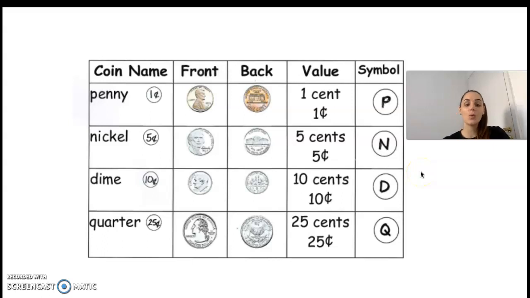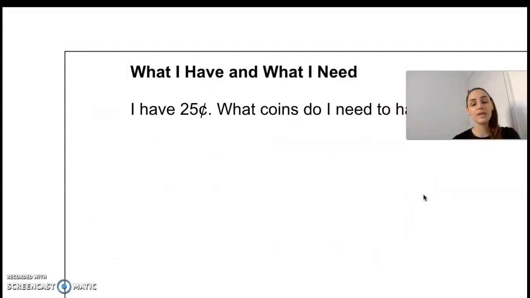And then we have a quarter, which is worth 25 cents, and when you draw it, you can either draw a Q or 25 cents. So for today, the first activity says what I have and what I need. You're going to make sure you know how much money you need, and then count how much money you need to get to that number.